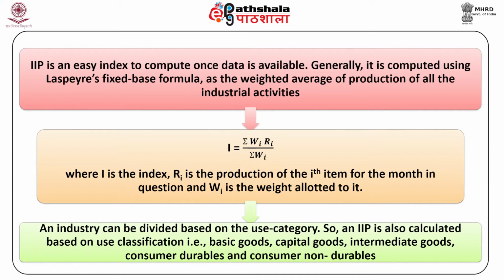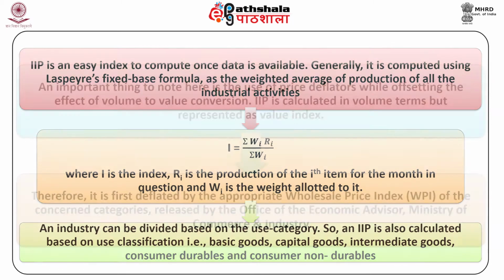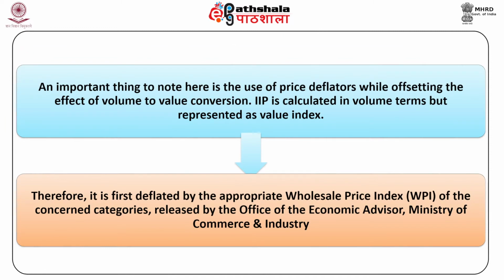Where I is the index, Ri is the production of the ith item for the month in question, and Wi is the weight allotted to it. An industry can be divided based on the use category. So, an IIP is also calculated based on use classification, that is basic goods, capital goods, intermediate goods, consumer durables, and consumer non-durables.